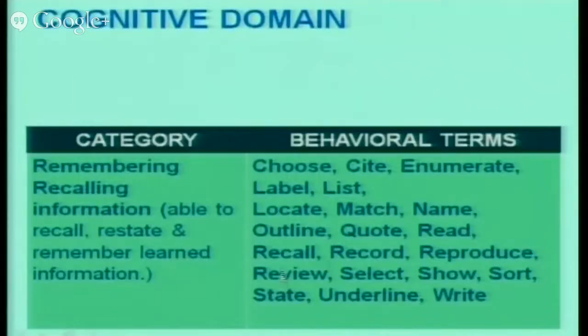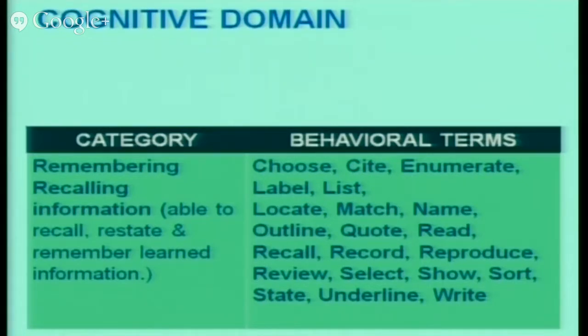So these are the verbs which can be used for preparing items at this level. Choose, cite, enumerate, label, list the components of computer system. Locate, match, name. मैंने बोला name one sulfide ore of copper. Name the device which is used to measure current. Okay, outline, quote, read, recall, record, reproduce, review. ये कुछ action verbs हैं जो student के behavior को lowest level में measure करने के लिए use में लाए जाते हैं.